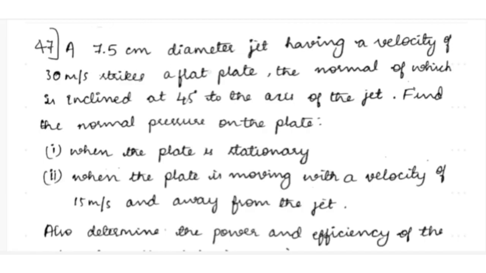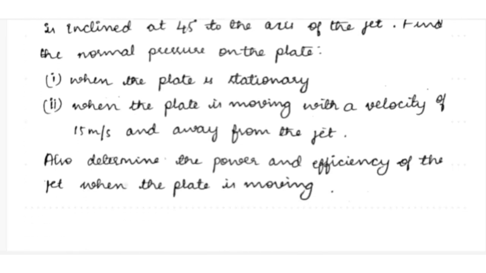A 7.5 centimeter diameter jet having a velocity of 30 meter per second strikes a flat plate, the normal of which is inclined at 45 degree to the axis of jet. Find the normal pressure on the plate when, first case, the plate is stationary; second, when the plate is moving with a velocity of 15 meter per second and away from the jet. Also determine the power and efficiency of the jet when the plate is moving. So we have to calculate under two cases.